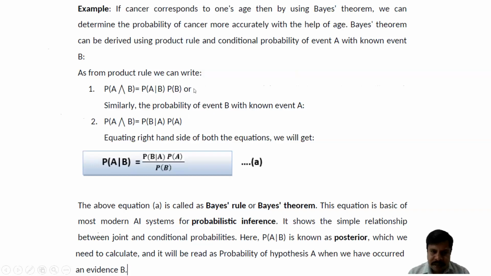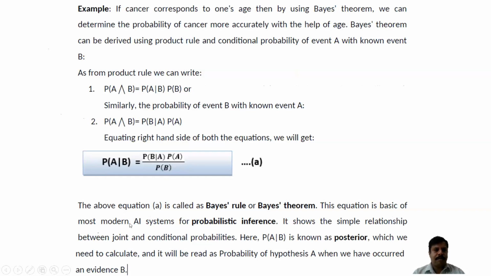So equate these two equations. These two equations are the same. Equate the right hand sides of both equations. Then we can write P of A by B into P of B is equal to P of B by A into P of A. From that, P of A by B is equal to P of B by A into P of A divided by P of B. So this is known as the Bayes rule or Bayes theorem.